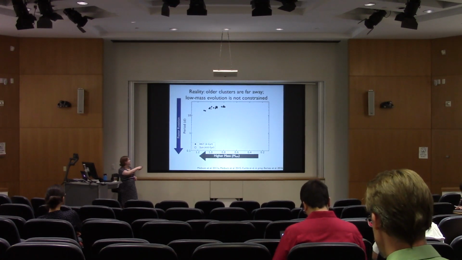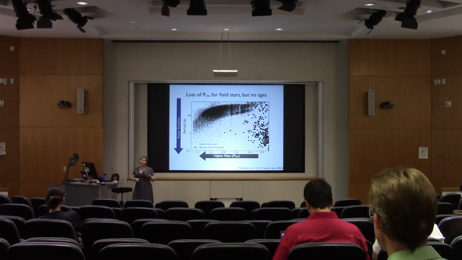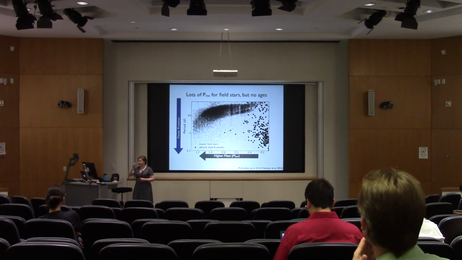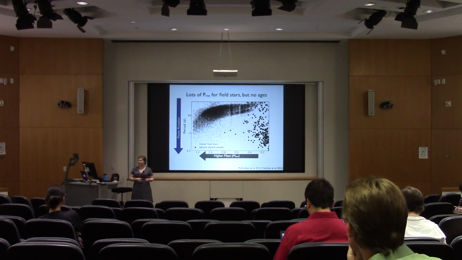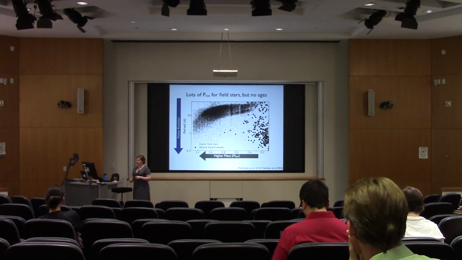And so we don't have any constraints with open clusters for the low mass of stellar evolution. We do have a lot of field stars with rotation periods from Amy McQuillan and Elizabeth Newton's work, but we don't have ages for these stars. So figuring out sort of what's this gap here, what's this gap here, we rely on sort of large-scale statistics, and we're not going to get very precise ages out of these stars.